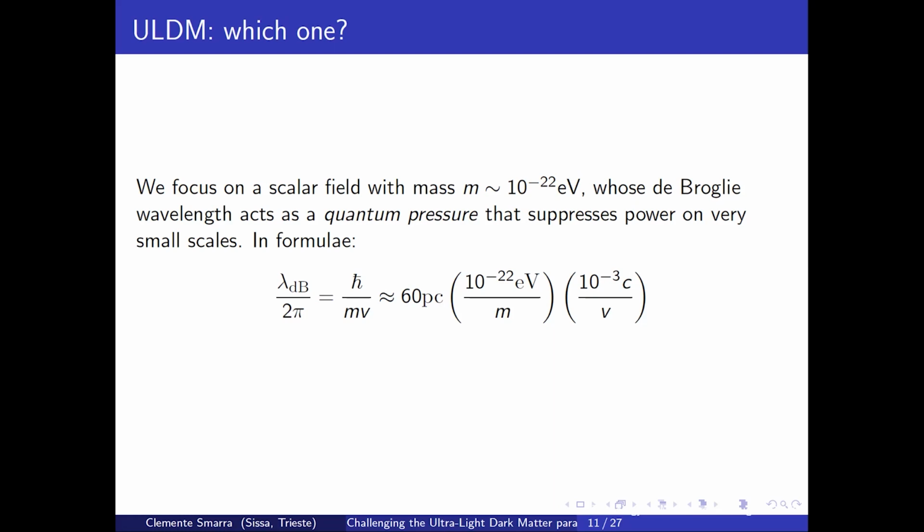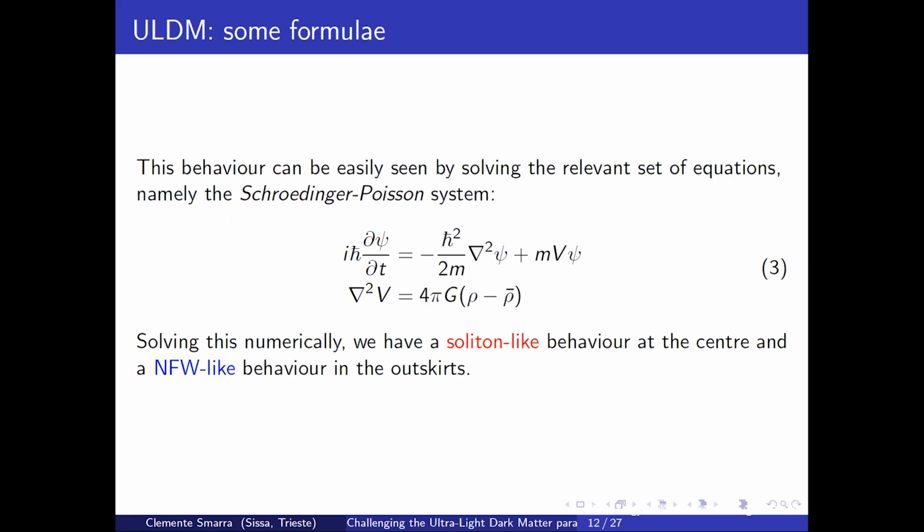So you are trying to pack ultralight dark matter in the inner part of the galaxy, but since it behaves as a wave, it tends to spread. So instead of having a cusp profile, in the end what you end up with is a core profile. The de Broglie wavelength is given by this formula, and you can easily see that the lighter the ultralight dark matter, the bigger the de Broglie wavelength. This behavior can be seen by solving the relevant set of equations, which is called the Schrodinger-Poisson system. You can solve that numerically and obtain the profile of ultralight dark matter.